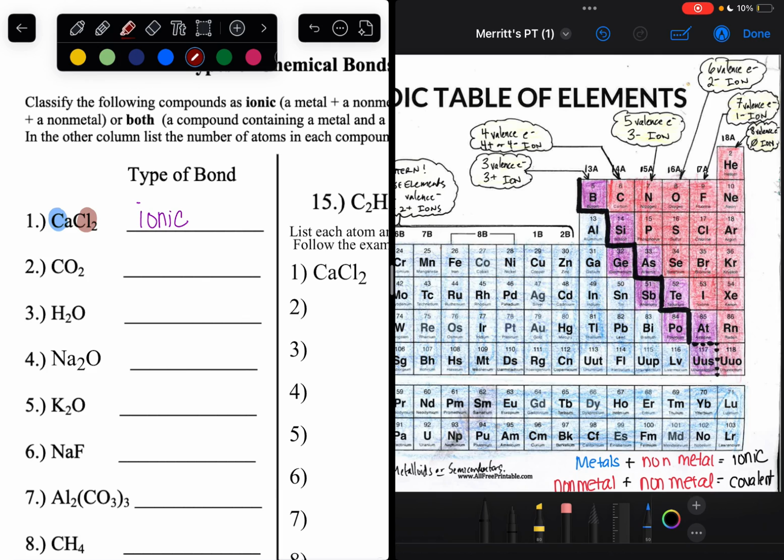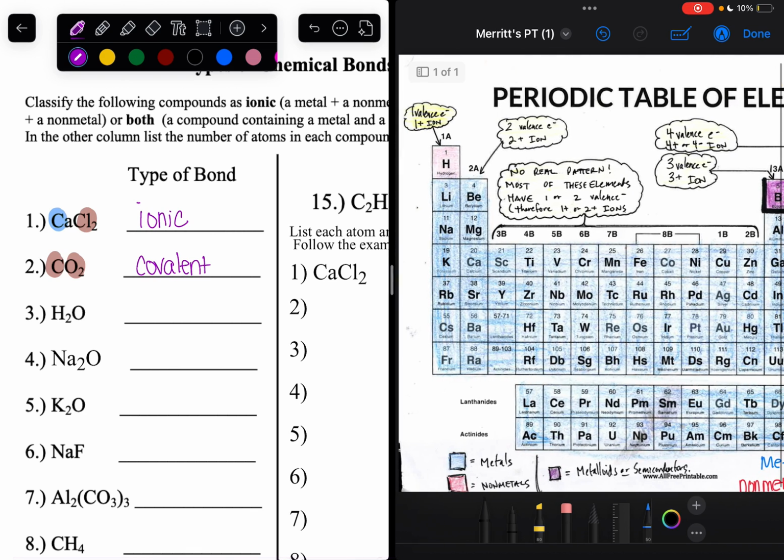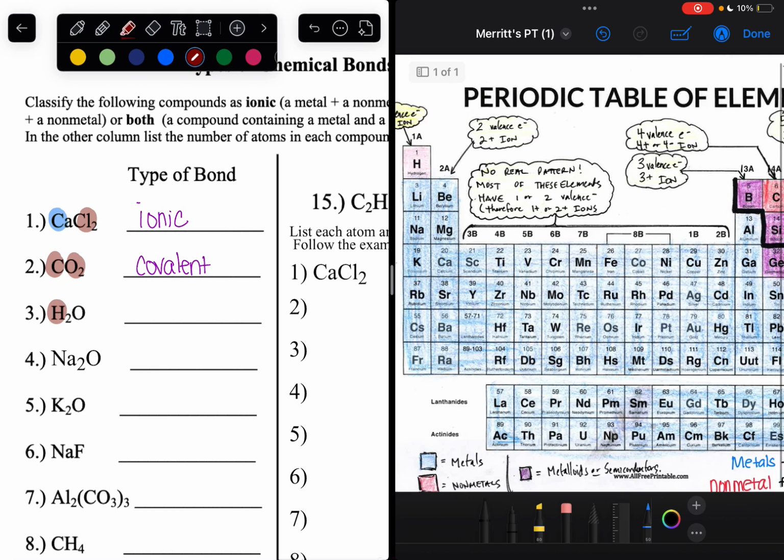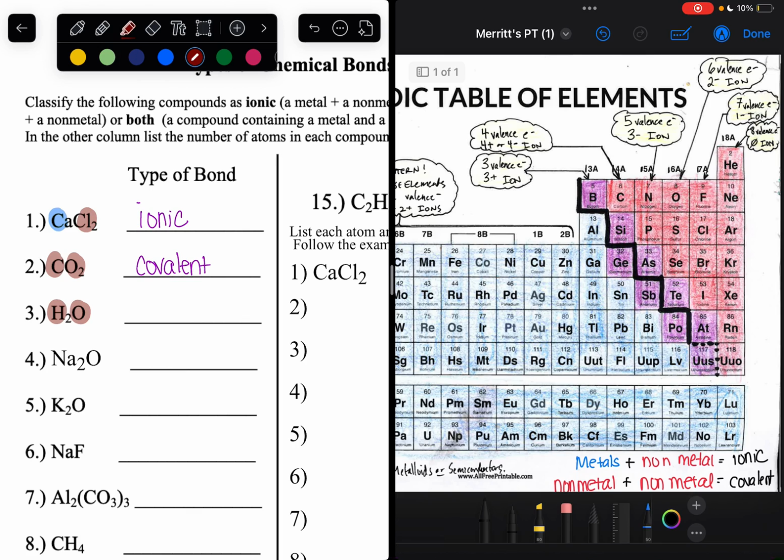Carbon is a nonmetal, and oxygen is a nonmetal. If I have two nonmetals bonding together, they are covalent. Hydrogen, even though it's on the left side of the table, hydrogen is that one that's going to act like a nonmetal. And oxygen is a nonmetal, so again, I have covalent bonds.